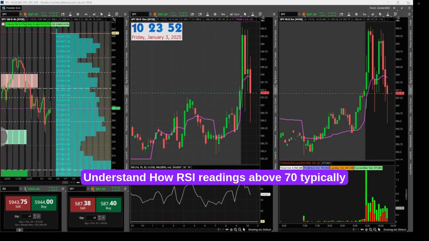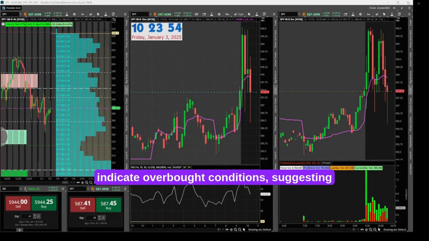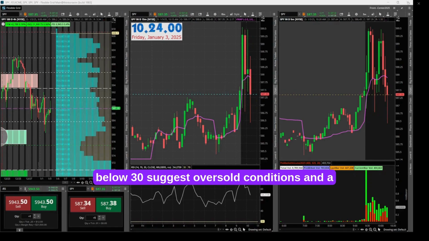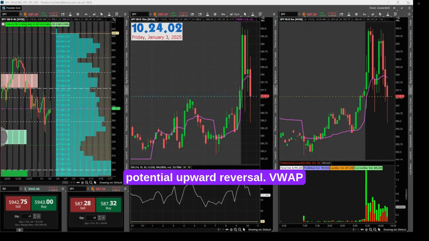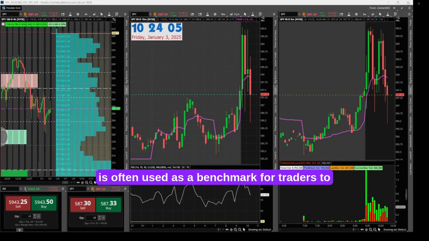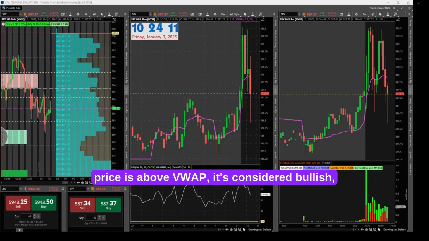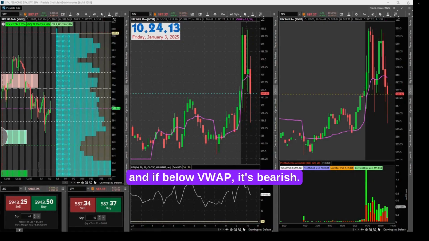Learn basic interpretation. Understand how RSI readings above 70 typically indicate overbought conditions, suggesting a potential reversal downwards, while readings below 30 suggest oversold conditions and a potential upward reversal. VWAP is often used as a benchmark for traders to assess whether they got a good price or not. If the price is above VWAP, it's considered bullish, and if below VWAP, it's bearish.